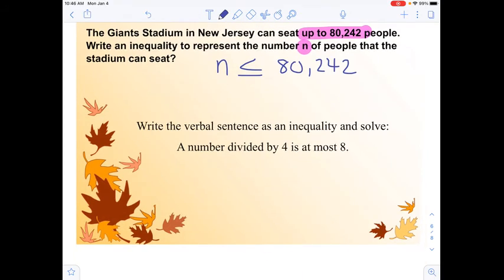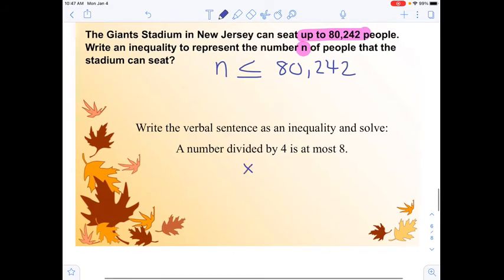Then the next one says write a verbal sentence as an inequality and solve. A number divided by 4 is at most 8. So we have a number divided by 4. X divided by 4 is at most would be less than or equal to. It can be smaller than 8 or it can be exactly 8, but 8 is the absolute biggest it can be.